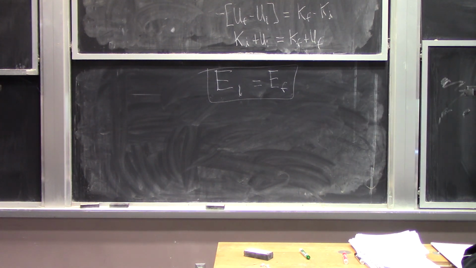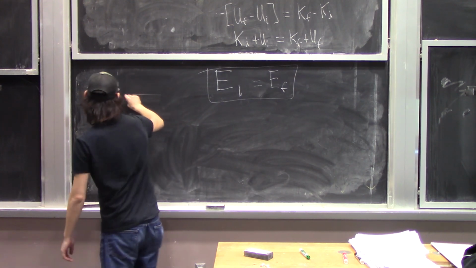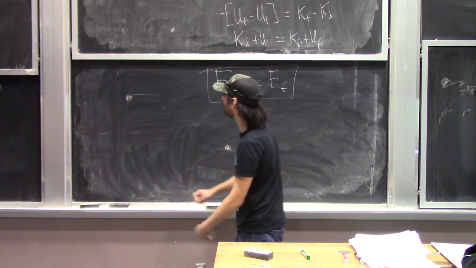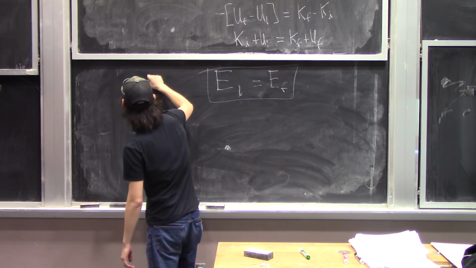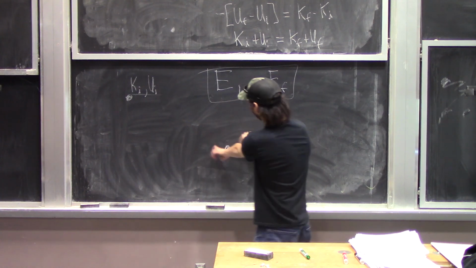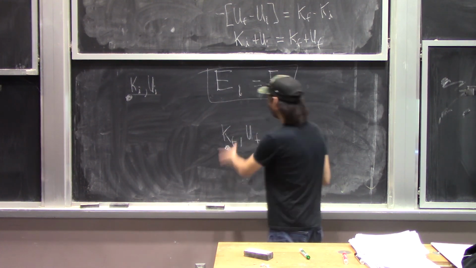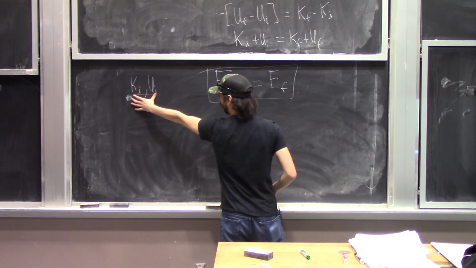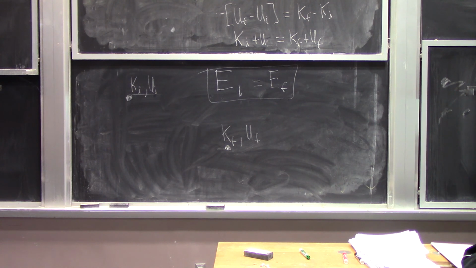So say I have some point over here, this is like the initial point, and some final point over here. If I can calculate what the kinetic energy is at the initial point and the potential energy at this point, and add them together, and do the same thing for this point, KF, UF, then the total energy here is equal to the total energy here, provided that we're not dealing with non-conservative forces. We'll talk a little bit more about non-conservative forces next class.